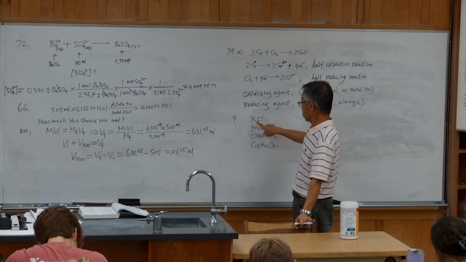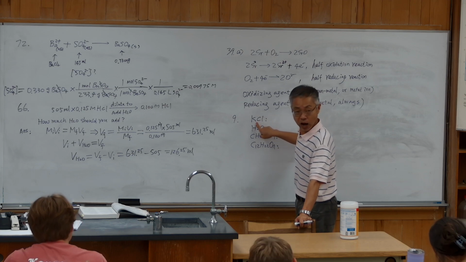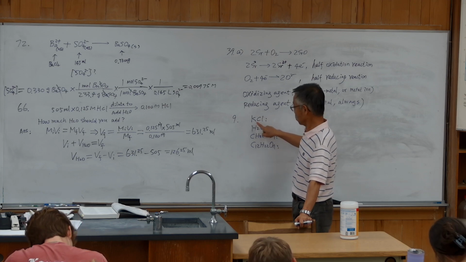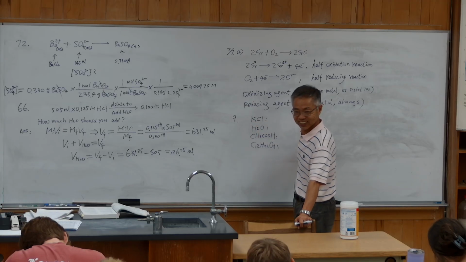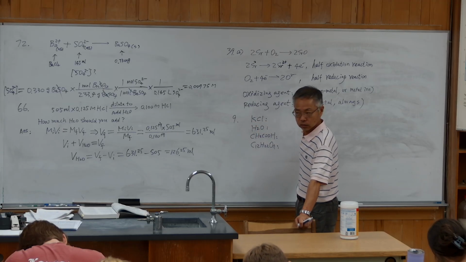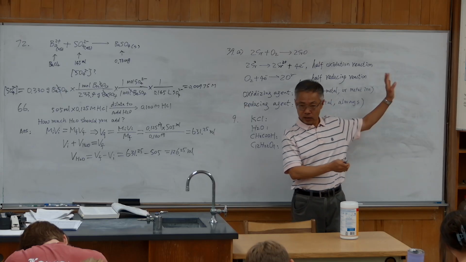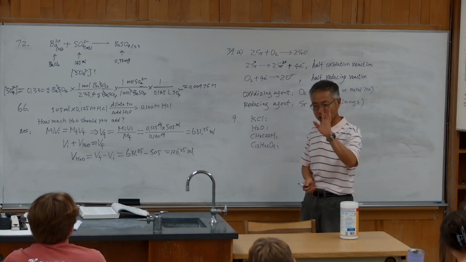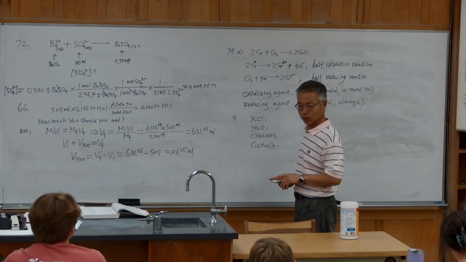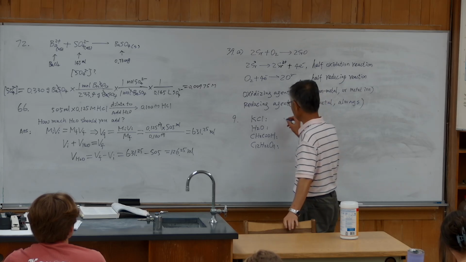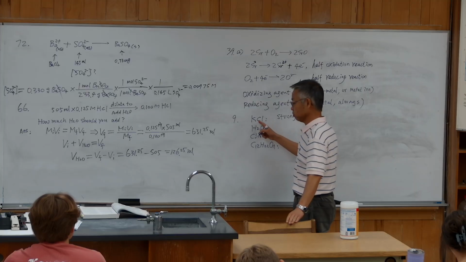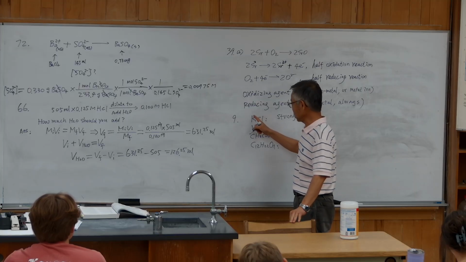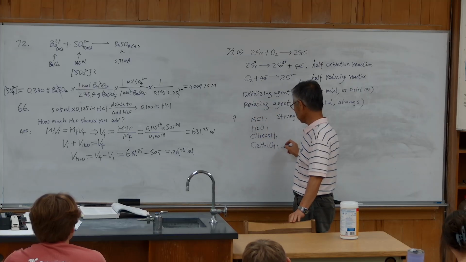Strong, yes. This is a soluble ionic compound. This is a salt. Why is this a soluble salt? Potassium is there, right? An alkali metal ion in an ionic compound is always soluble. So this is a strong electrolyte. In water, it breaks down completely into potassium ion and chloride ion.